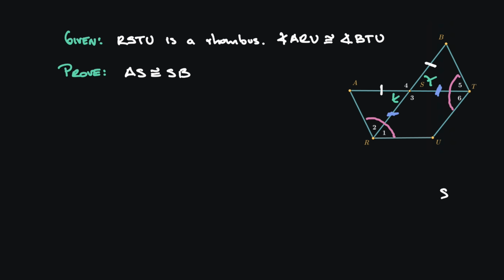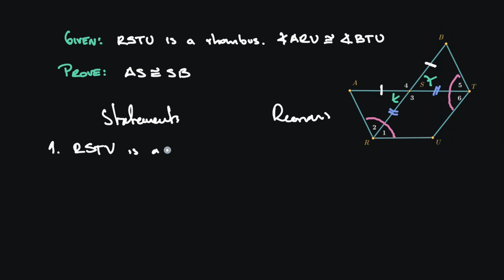So now that we have our plan, let's do it. Actually, let's leave these marks here so we know what we already established from our plan. So we have our statements, and we have our reasons, right? Our first statement is the given: RSTU is a rhombus, and angle ARU is congruent with angle BTU. This is given.